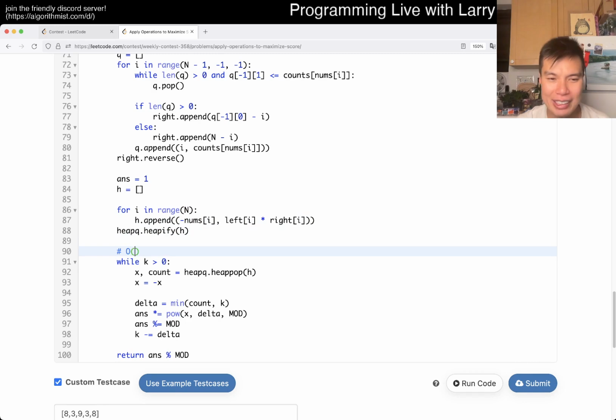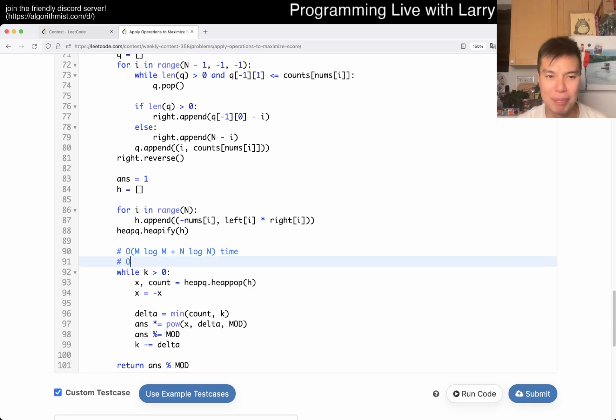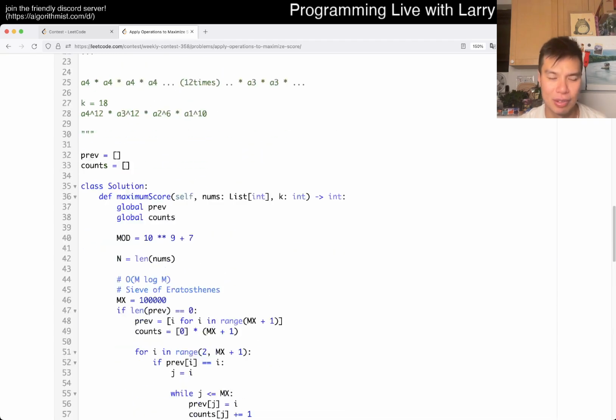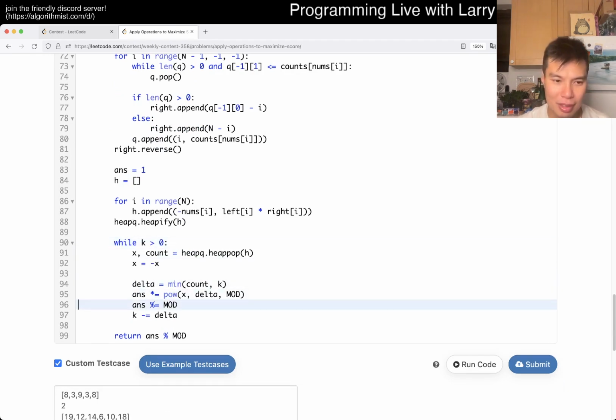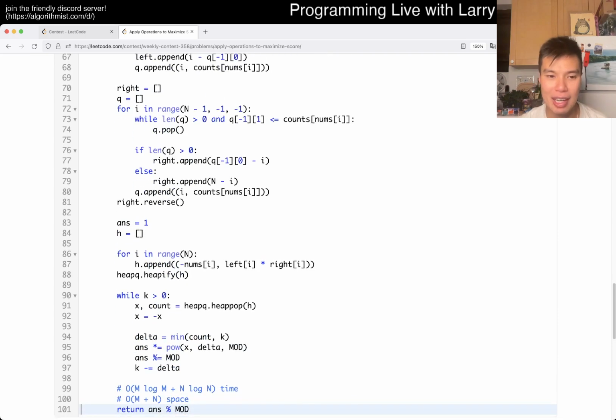But yeah, in the worst case, everything together is going to be m log m, as we had before, plus n log n. And in terms of space, I think we just use m plus n, where m is the maximum number. So yeah, that's all I have for this one. Let me know what you think.